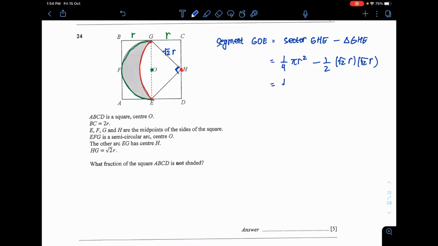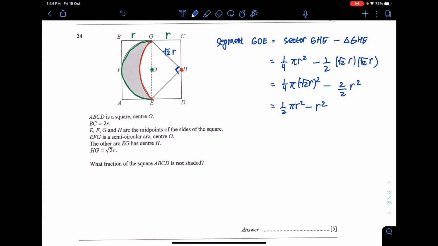I got 1/4 pi and then √2 r bracket square. Okay, the radius is √2 r, remember, minus 2/2 r square. Yeah, square root 2 times square root 2 divided by 2. You get 2/2, which is 1. Simplify this, I get half pi r square minus r square. That's the segment.